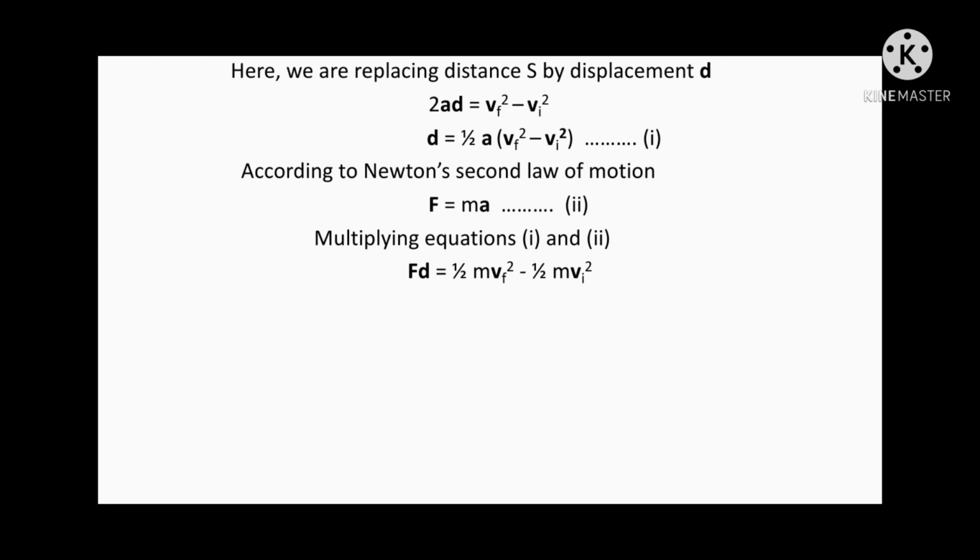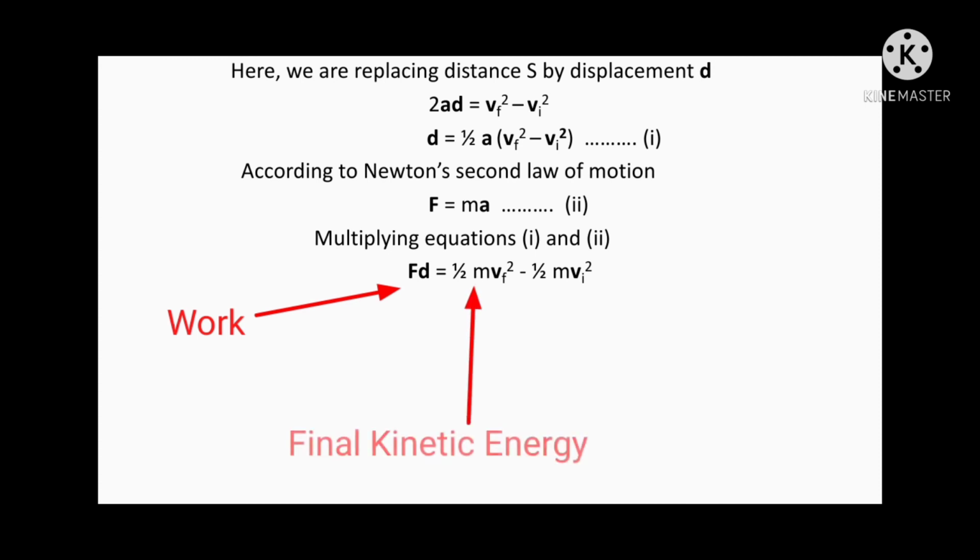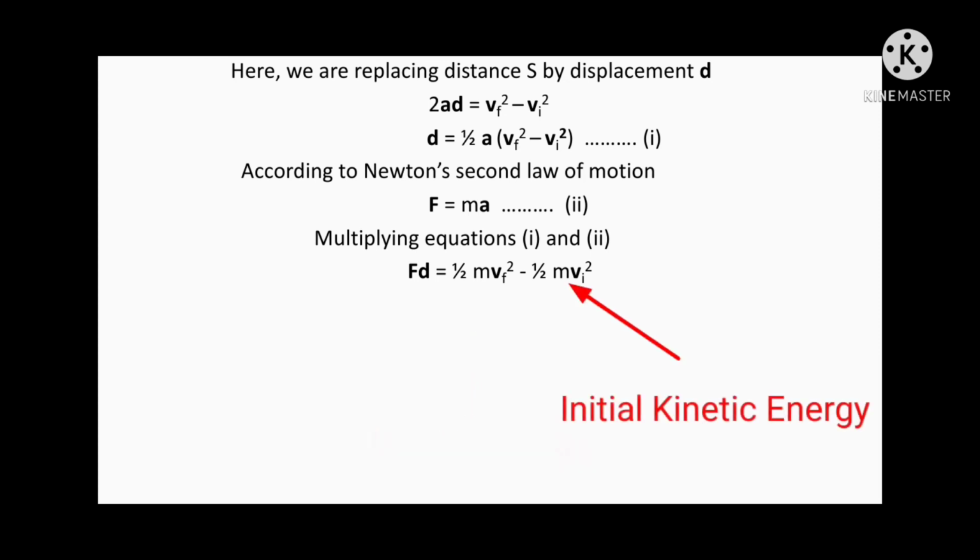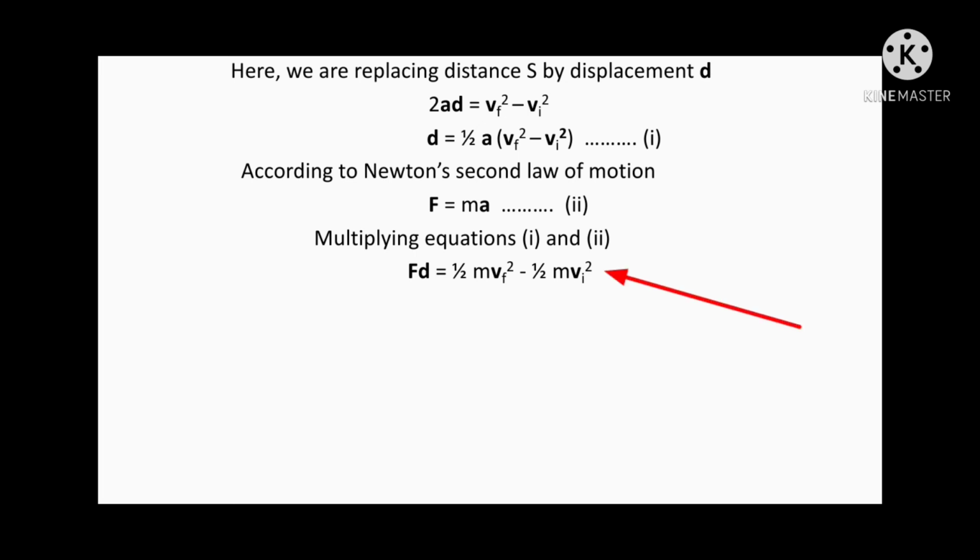According to Newton's second law of motion, force is equal to the product of mass and acceleration. Multiplying both equations, we got Fd = ½mvf² − ½mvi². Here, Fd represents the work done on a body, ½mvf² represents the final kinetic energy and ½mvi² represents the initial kinetic energy. And we are putting a negative sign between them, which shows that we are dealing with a change in kinetic energy. So this is the final form of the work energy principle.